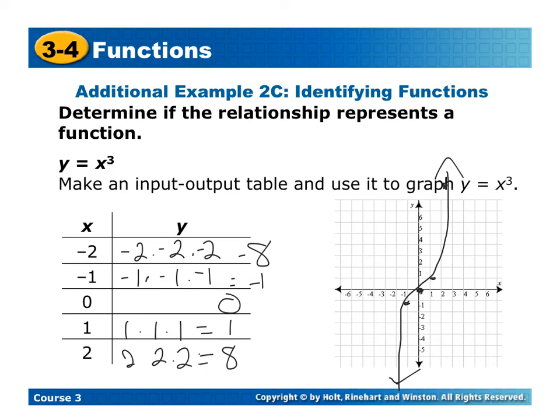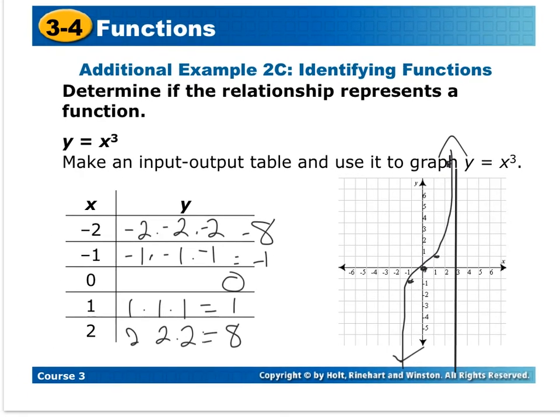If I were to draw a vertical line here and then move it across, it does look like it touches in more than one spot, but the other way we can look at it is if we look at all of our input values, notice none of our input values repeat, so none of them have an output value that we have to worry about. So even though this one doesn't really look like it because of these steep curves, and my graph isn't the greatest either, this is actually a function.